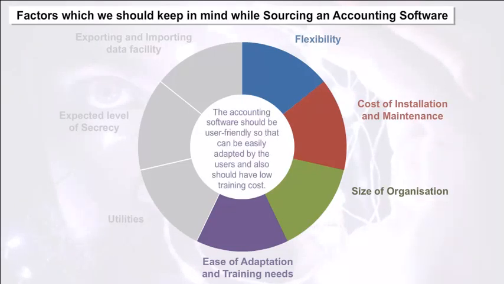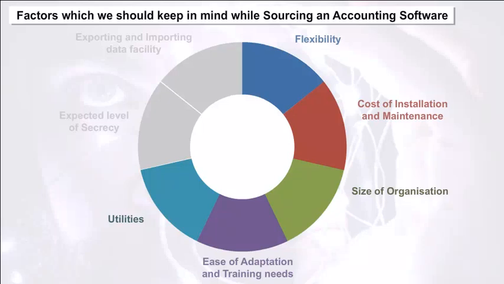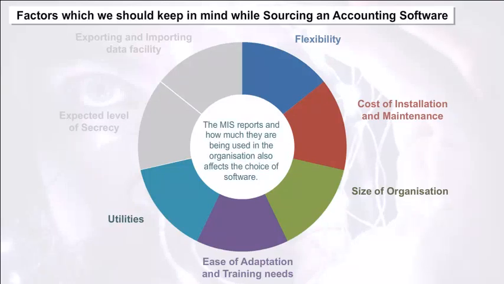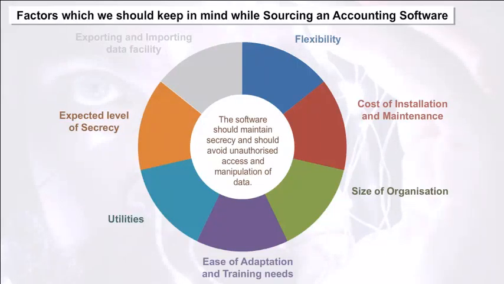Ease of adaptation and training needs. The accounting software should be user-friendly so that it can be easily adapted by the users, and it should also have low training cost. Utilities. The MIS reports and how much they are being used in the organization also affect the choice of software. Expected level of secrecy. The software should maintain secrecy and should avoid unauthorized access and manipulation of data.